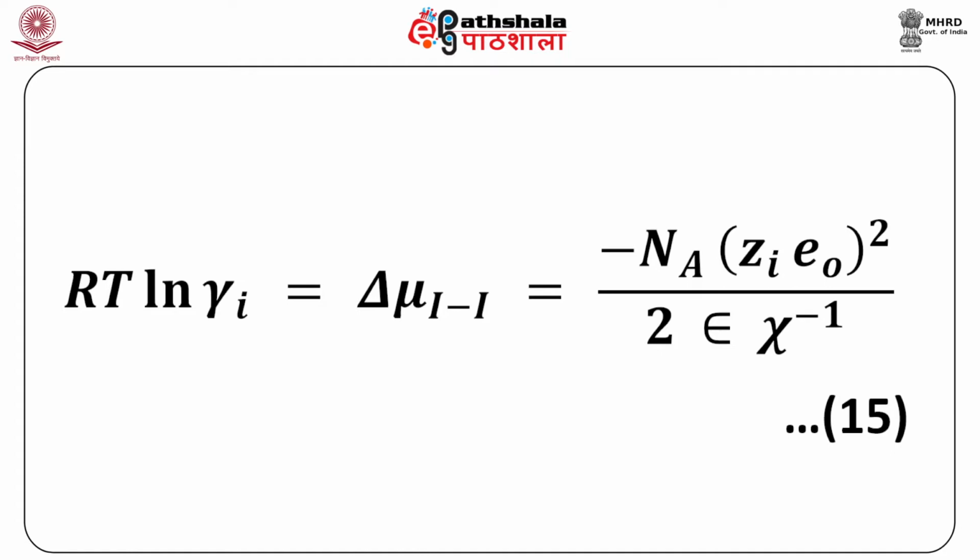Thus, from equations 9 and 14, we have RT ln γi equals Δμi equals minus Na Zi² e0² divided by 2ε χ inverse, as our equation 15, which is the Debye-Hückel expression for the experimentally inaccessible individual ionic activity coefficient.